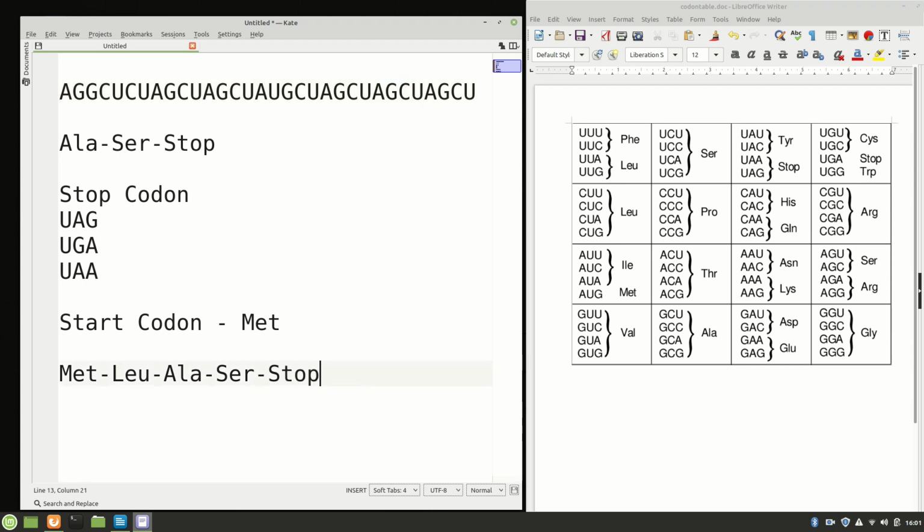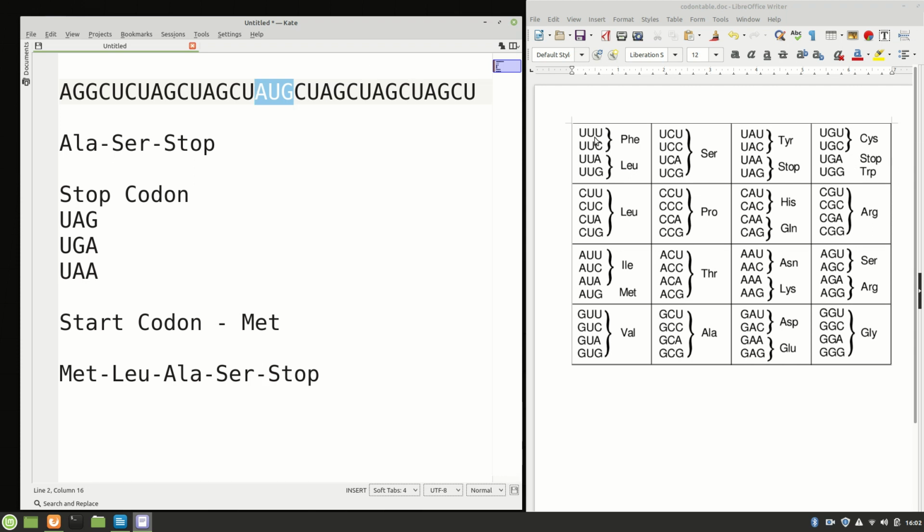So we say stop. So actually, what is our amino acid sequence for this protein? What does our protein look like? It's methionine, leucine, alanine, and serine. This is it. We do not read the ones after the stop. We also do not read the ones before the start. So the ones that came before the AUG, we ignore, and the ones that come after this stop.